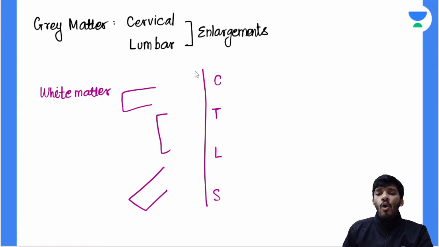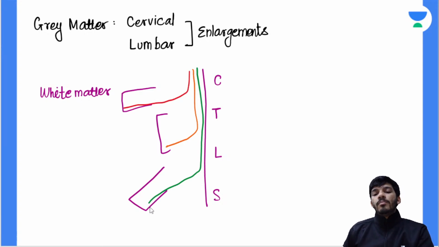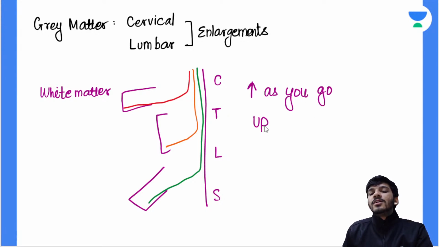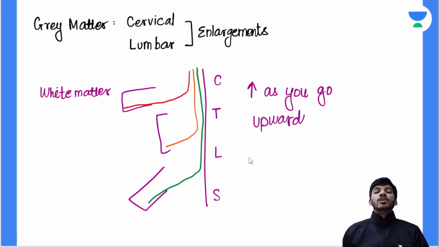So what would happen is, all the fibers are coming first. Let's say this is the fiber going to the leg, this is the fiber going to the thorax, and this is the fiber going to the arm. More fibers are added as you go above. The leg fiber is here, so here you have only one fiber. Here you have more fibers. Here you have the maximum fibers. So white matter increases as you go upward in the spinal cord. You can understand why. It's very simple, nothing difficult.